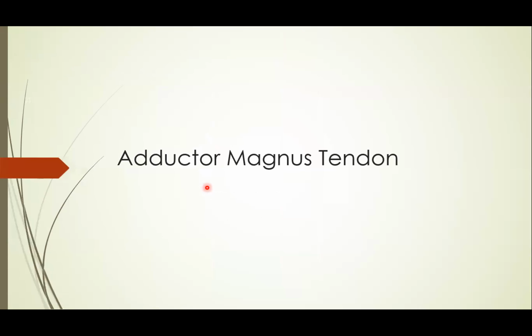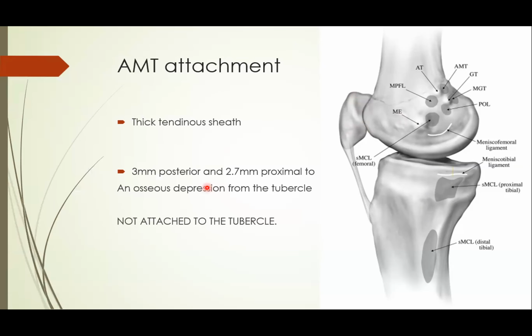The adductor magnus tendon is a thick tendinous sheath that is attached over 3 mm posterior and 2.7 mm proximal to the osseous depression from the tubercle. It is not attached directly to the tubercle. That is the important differentiating feature.